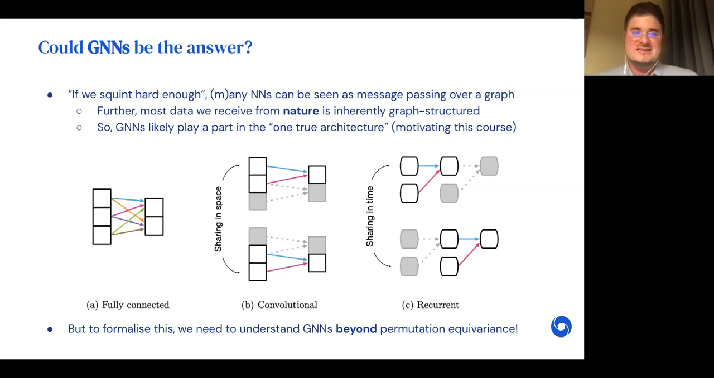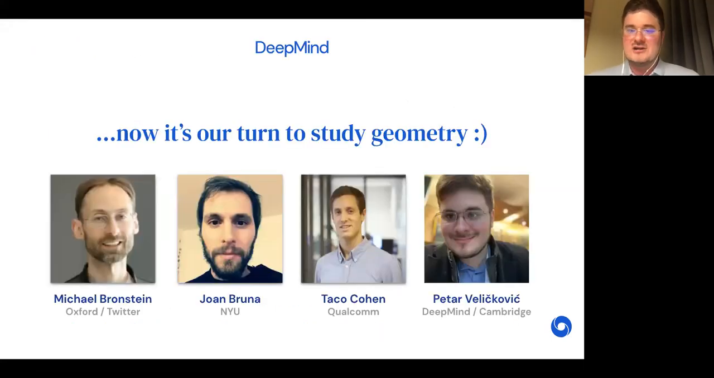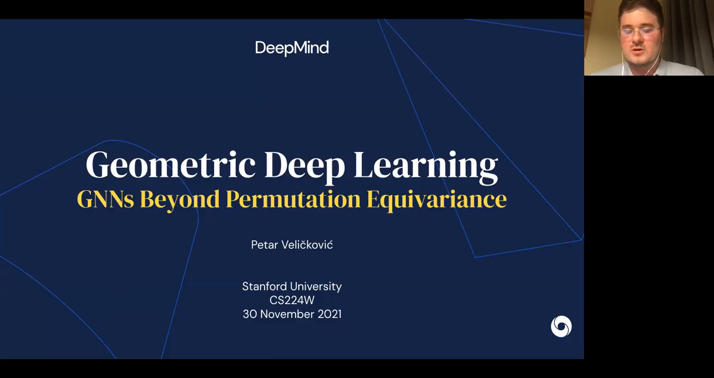But in order for us to formalize how GNNs could play a part in the answer, we need to understand them beyond just the concept of permutation equivariance and invariance, which you have seen throughout this course. And with that in mind, now it's actually our turn to study geometry. So my name is Petar Veličković. I'm a staff research scientist at DeepMind and affiliated lecturer at Cambridge. And alongside my co-authors, Michael Bronstein, Joan Bruna, and Taco Cohen, we have set out to do exactly this. And we have recently written a proto-book on the principles of geometric deep learning. And today it is my great pleasure to be telling you about some of the findings from this blueprint, focused specifically on graph neural networks and how we can use their prescriptions to advance graph neural networks for the future.